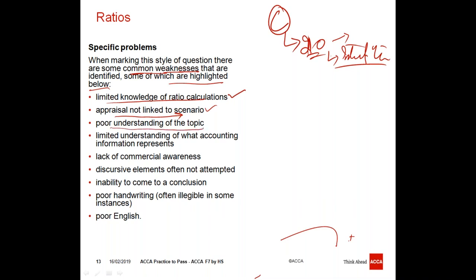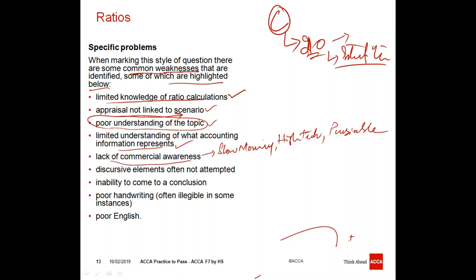Poor understanding of the topic. So you will be perfect inshallah after this slide. Limited understanding of what the accounting information represents. Lack of commercial awareness. You should know the meaning of slow moving stock, the impact of the high tech industry, and perishable items. These are basic knowledge of the business.